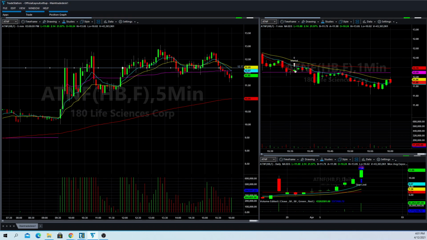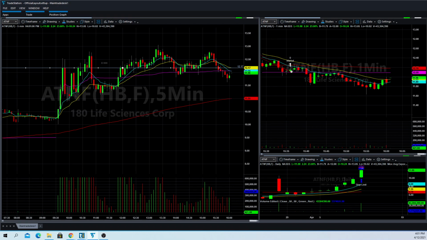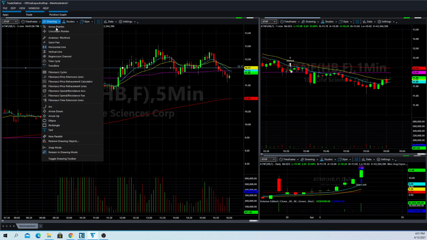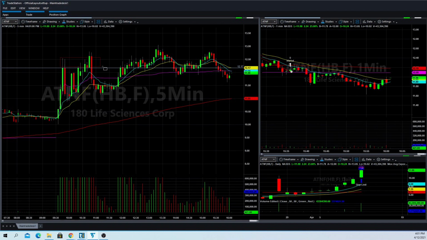So for the future, I know that in this area I have to be careful, because over here it went up and it got rejected. So let's look at this. It came into this zone right here, and I will call this a sell zone, because if it wasn't a sell zone, it would have never got rejected right here.